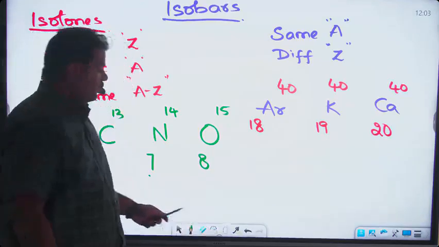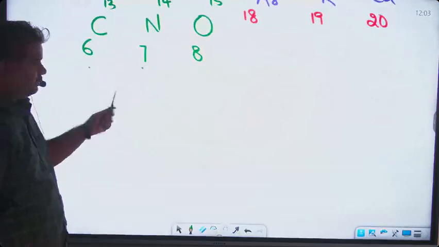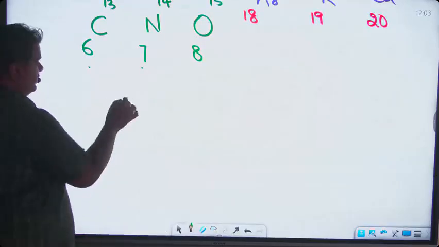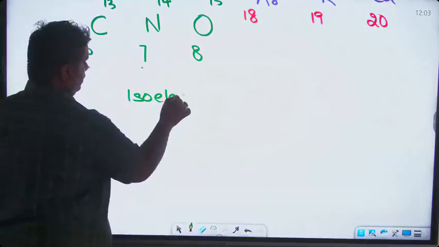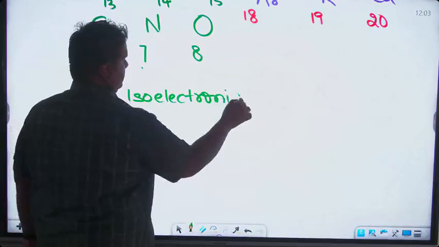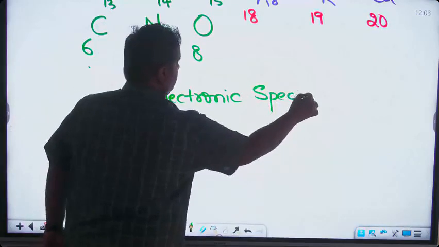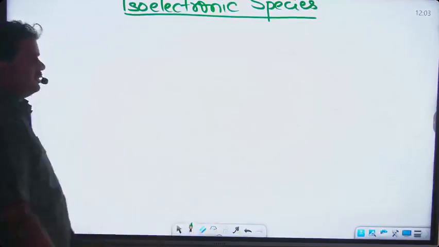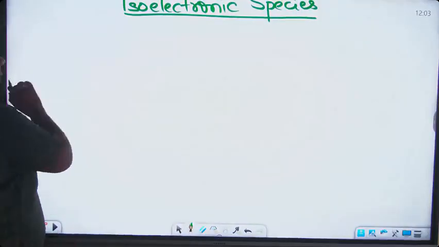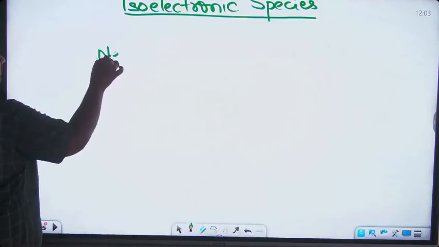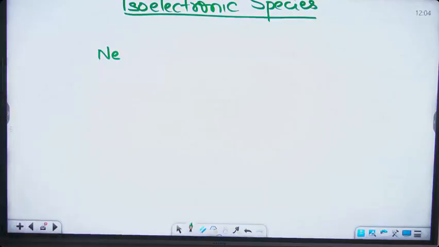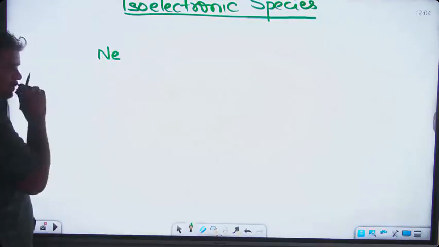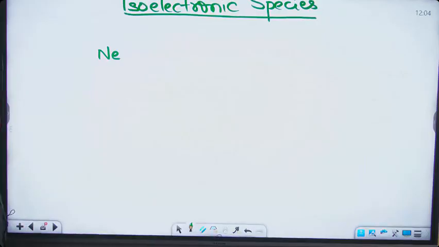Then we talk about the case of isoelectronic species. What are isoelectronic species? For example, take neon. What is the atomic number of neon? 10. So when the atomic number is 10, how many electrons are there and how many protons? 10.